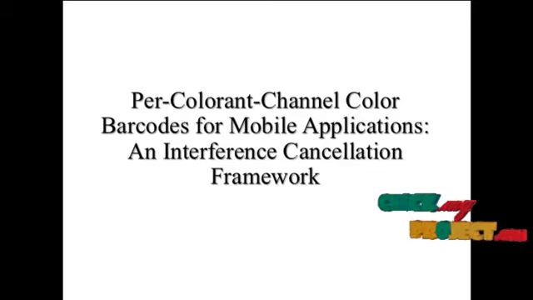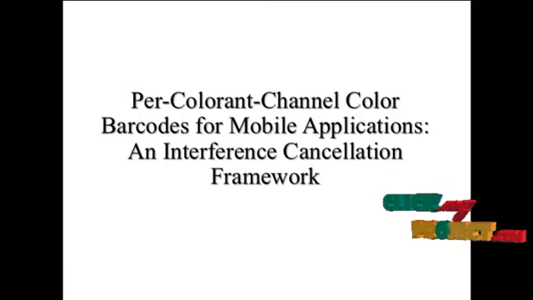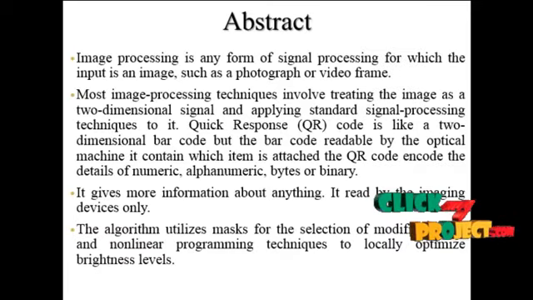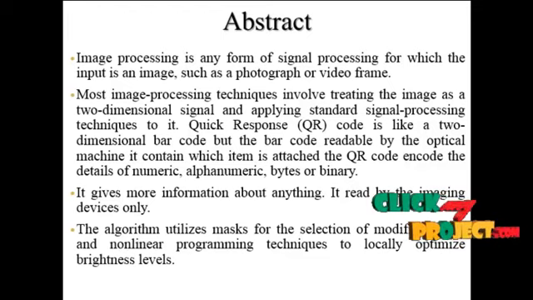Now we discuss pre-colorant-channel color barcodes for mobile applications with an interference cancellation framework. In our proposed work we use quick response codes, which are like a two-dimensional barcode, but readable by an optical machine. It contains the details of the item attached to the QR code, encoded as numeric, alphabetic, byte and binary data. It gives more information about anything. It is read by an imaging device only.